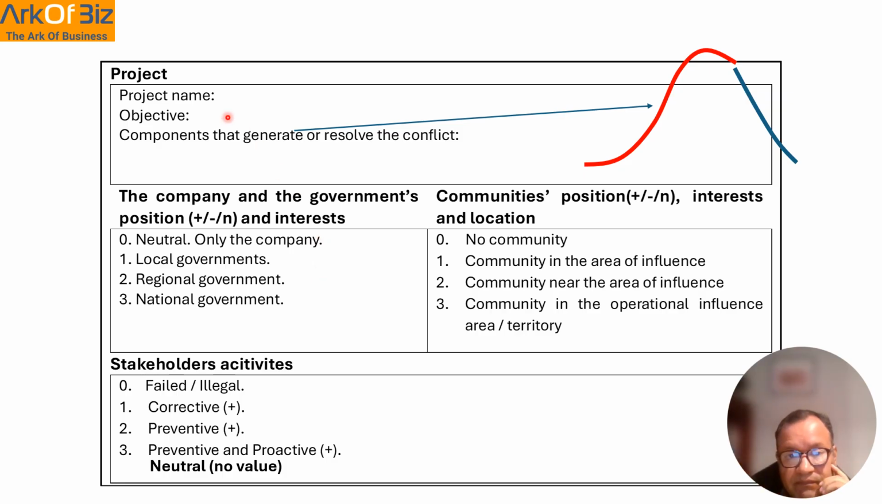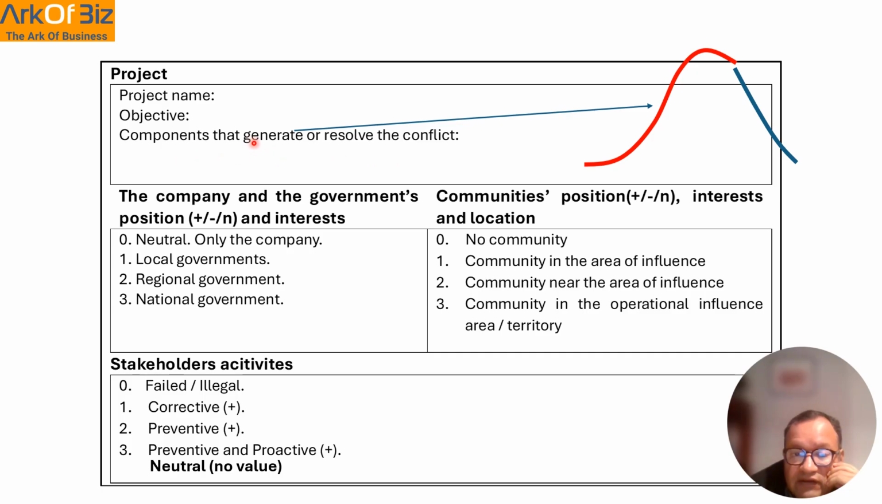Here you have the ASEC tool partially. We have the project element, the company and governments element, the community element, and the stakeholders element. Let's start, but remember that we have to split the social conflict analysis in two stages. The red line is the social conflict escalation stage, and the blue line is the conflict resolution stage. And we have the project name, the objective, and the components that generate or resolve the conflict.